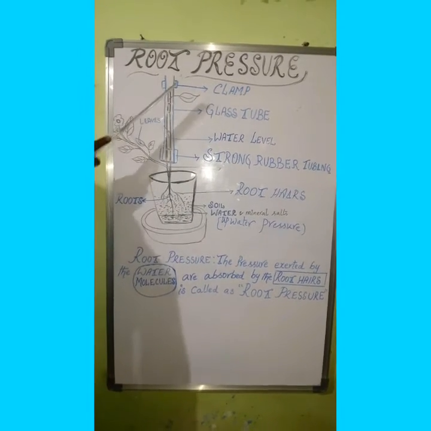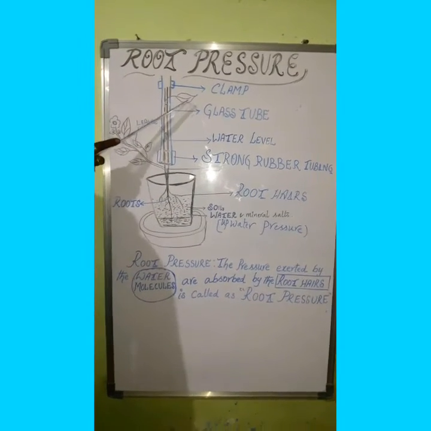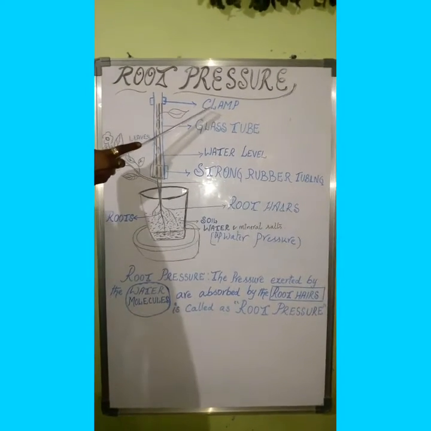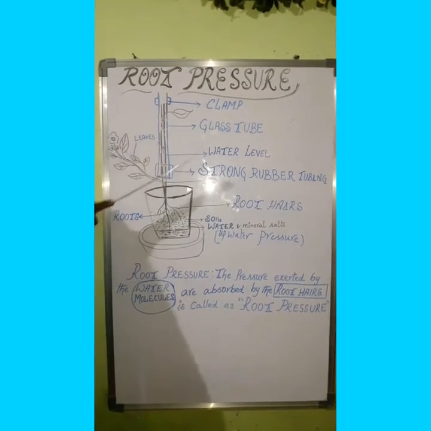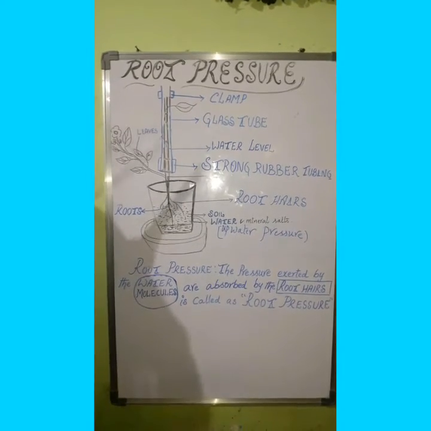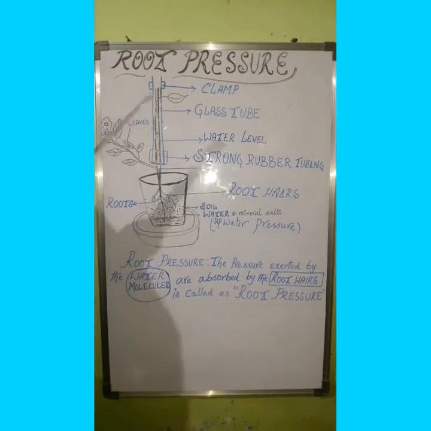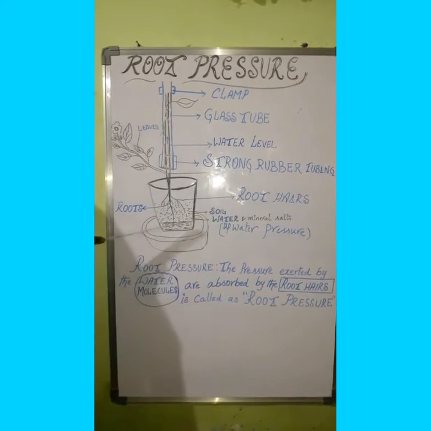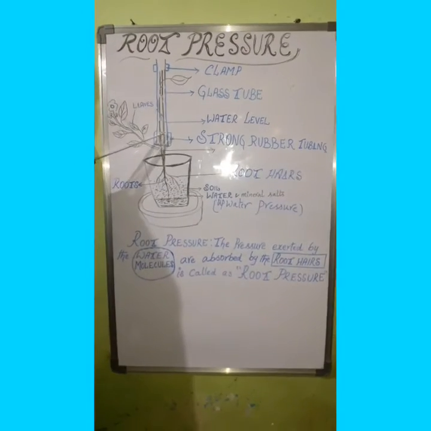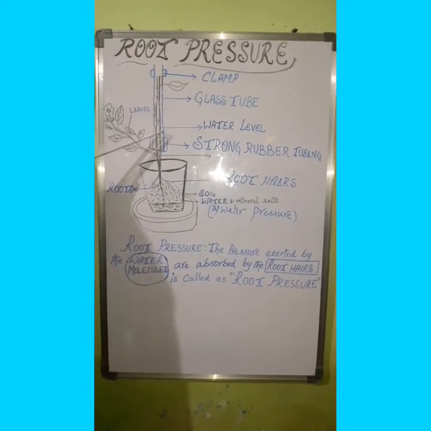The experiment is to show that water is being absorbed from the soil. Now let us see what apparatus is required for this experiment: clamp, glass tube, strong rubber tubing, potted plant, soil, water along with mineral salts. You can see here the cut stem portion and the water level seen in this glass tube.